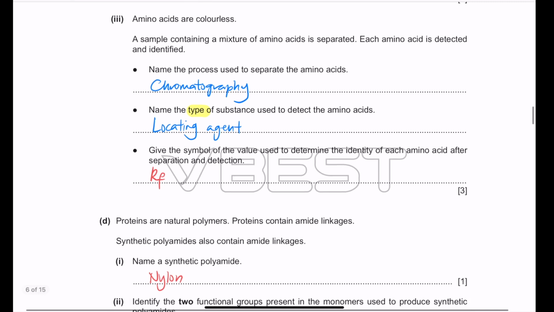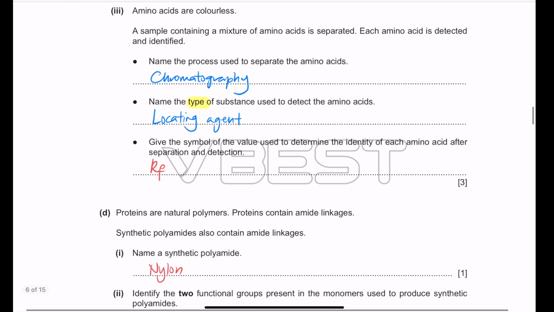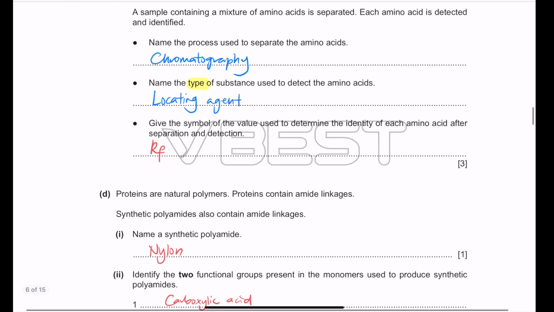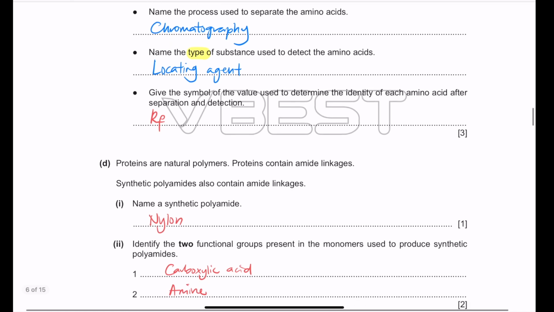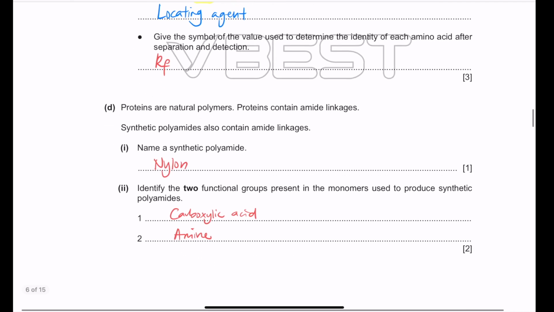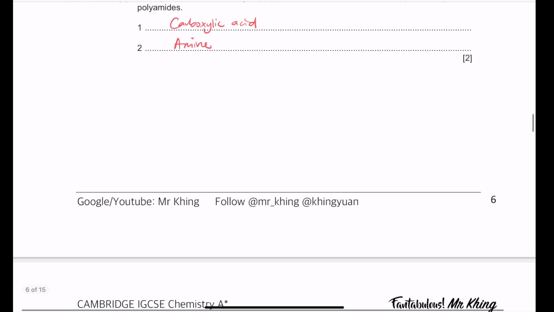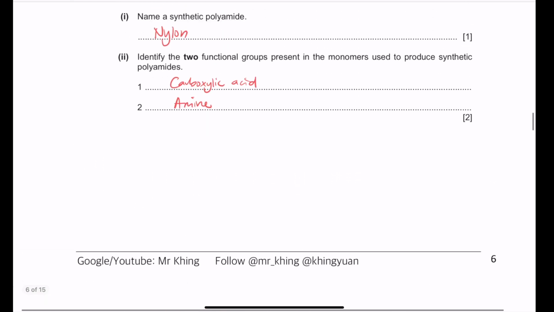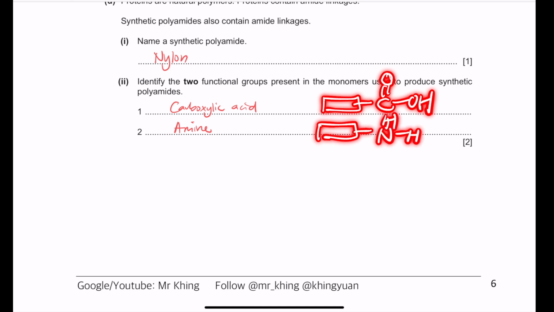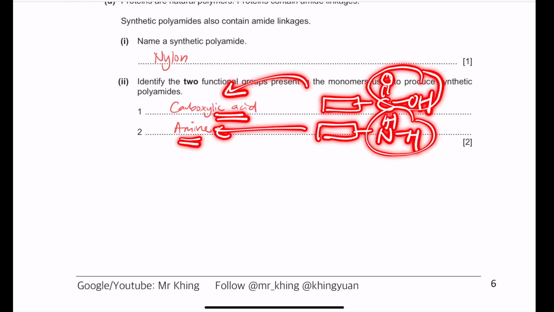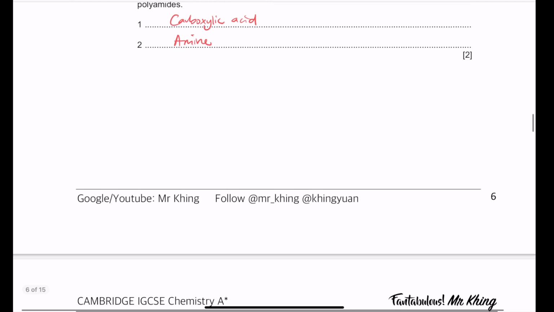Okay, and then what are the two functional groups that are needed? Okay, so to form a polyamide, there's one monomer with a COOH functional group, which is called carboxylic acid. Another one will be NH2, which is called amide. Oh yeah, one more thing: remember, there's always one monomer with COOH. Another one is what? NH2. Alright, so COOH, carboxylic acid. NH2, amide. Alright, okay, next one.